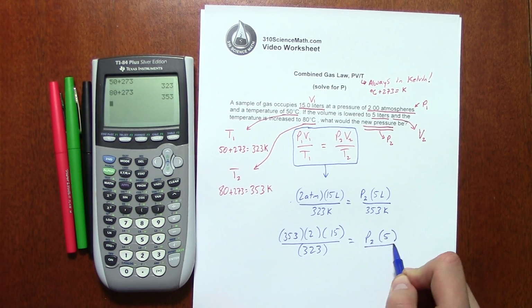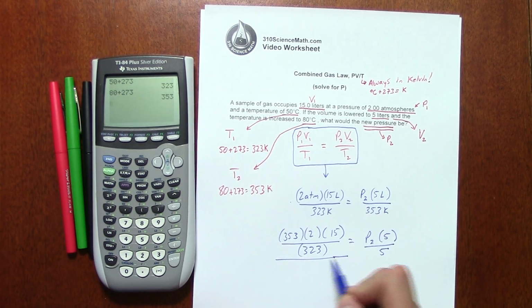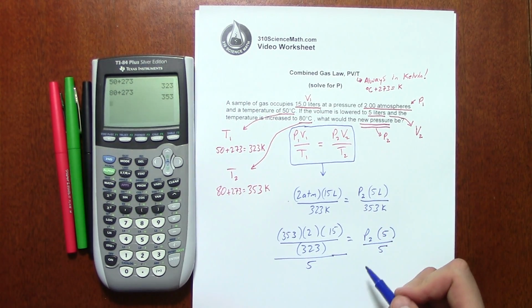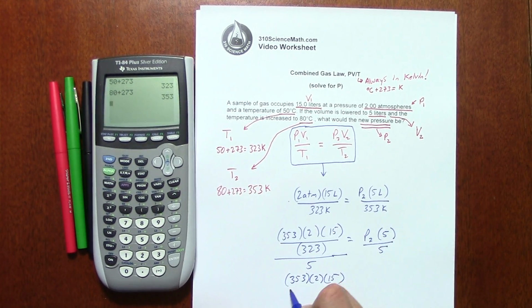And then I'm going to divide both sides by 5, all right? And so if I divide this by 5, which probably looks a little weird, okay, if I write like a big line down here, now it looks really ugly. But in essence, what I'm doing is 353 times 2 times 15 divided by 323 divided by 5, okay? So I know it's a bit close, but this is where we're at right now, okay?